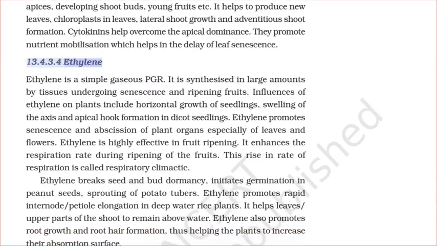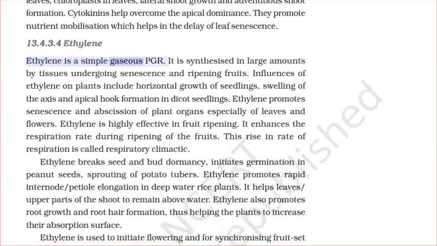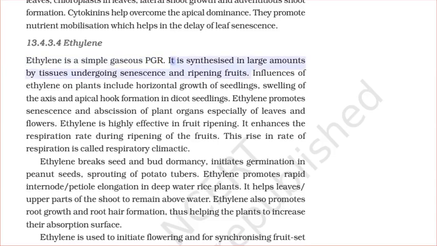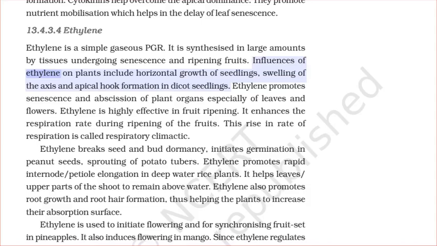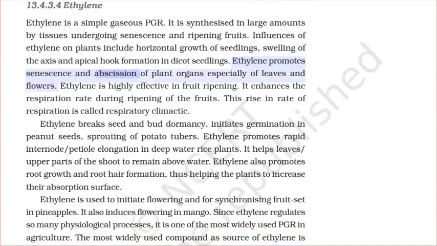13.4.3.4 Ethylene. Ethylene is a simple gaseous PGR. It is synthesized in large amounts by tissues undergoing senescence and ripening fruits. Influences of ethylene on plants include horizontal growth of seedlings, swelling of the axis, and apical hook formation in dicot seedlings. Ethylene promotes senescence and abscission of plant organs, especially of leaves and flowers.